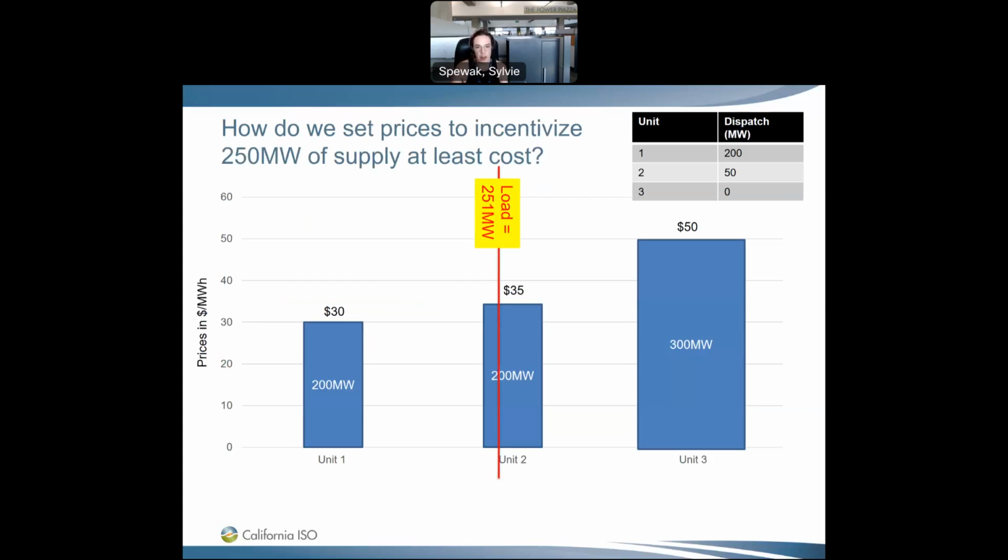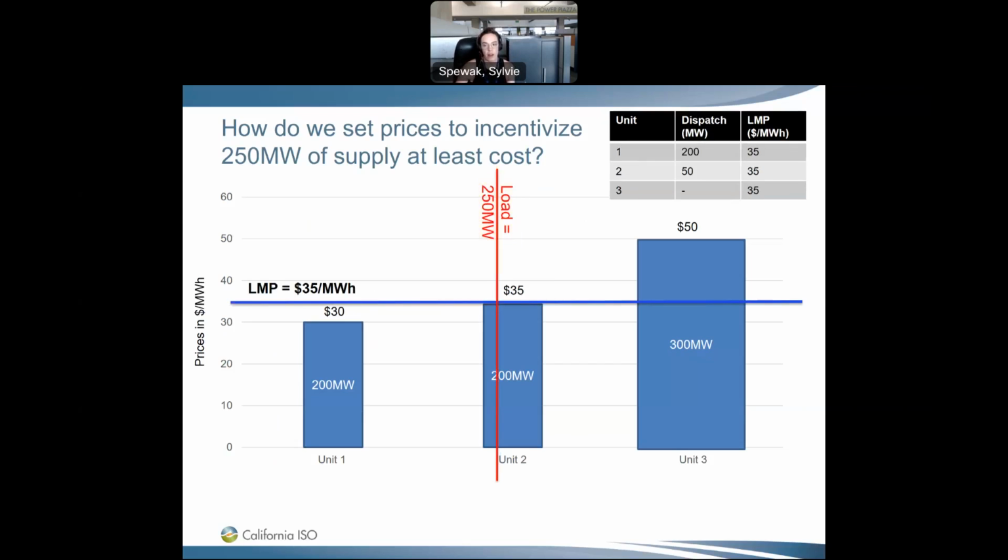Now, how do we figure out what prices will incentivize 250 megawatts of supply to dispatch onto the grid? We figure that out by looking at what we need to meet the next increment of load. So let's say 251 megawatts of load. The 251st megawatt of load we would take from Unit 2, and that costs $35 per megawatt hour. So the LMP, the market clearing price here, is $35 per megawatt hour.